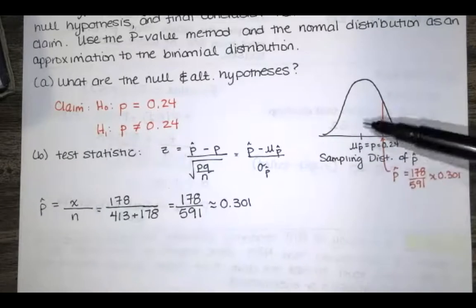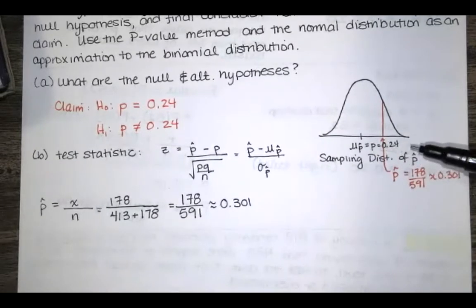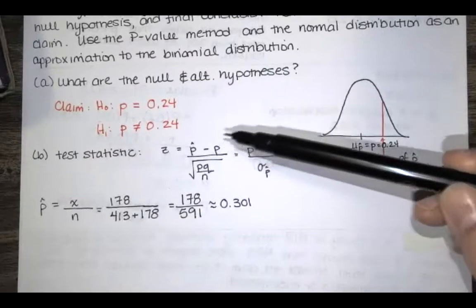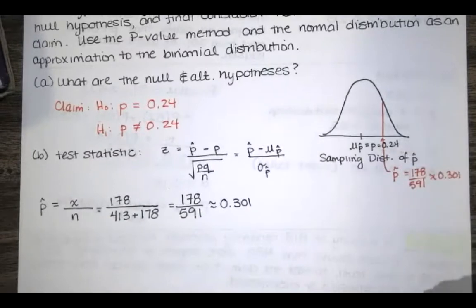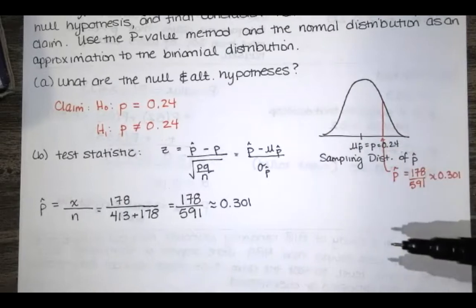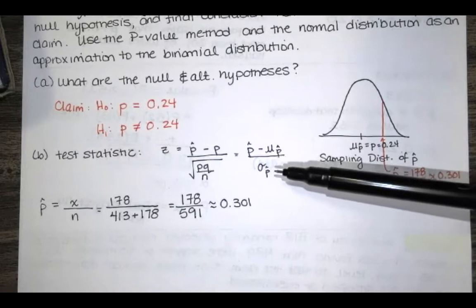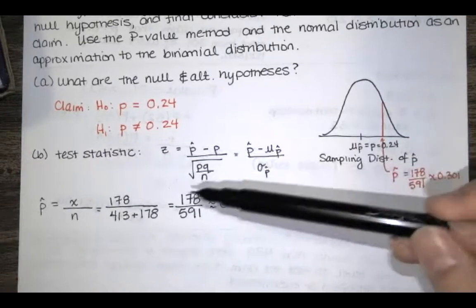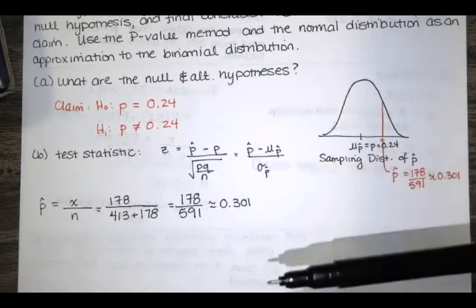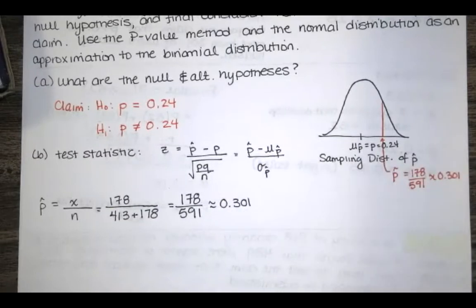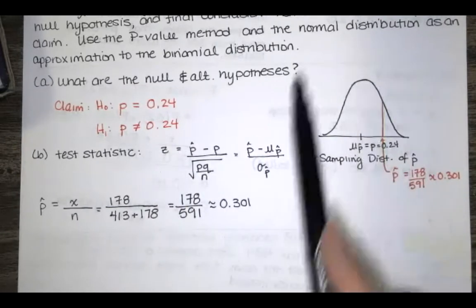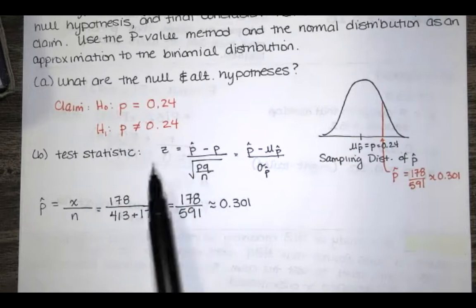Now, if we are assuming that the true population proportion is 0.24, this mean is equal to p, where p is equal to 0.24. So this p is the p in our null hypothesis. And then the standard deviation of this distribution, provided that the null hypothesis is true, is given by this formula in the denominator, the square root of p times q over n.